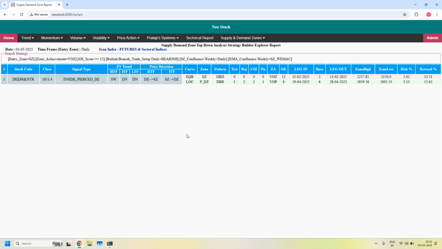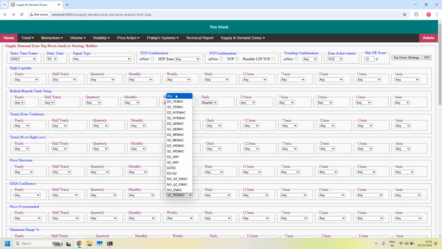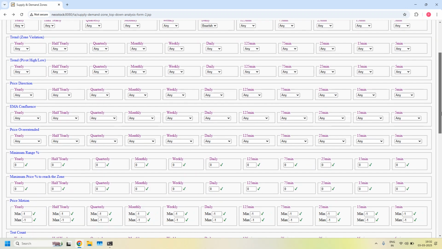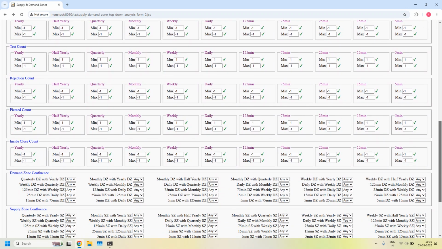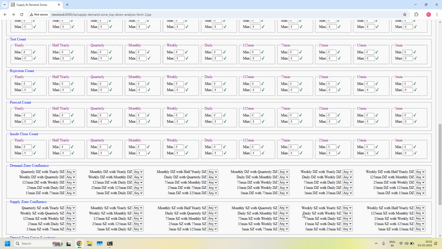So this weekly supply zone has a high probability to get success. Next, we will look into LTF, ITF and HTF supply zone confluence supported stocks. I am removing this EMA filter. In the supply zone confluence, we should set 3 filters. The first filter is already enabled, daily with weekly. Next, daily supply zone with monthly supply zone confluence, and weekly supply zone with monthly supply zone confluence.